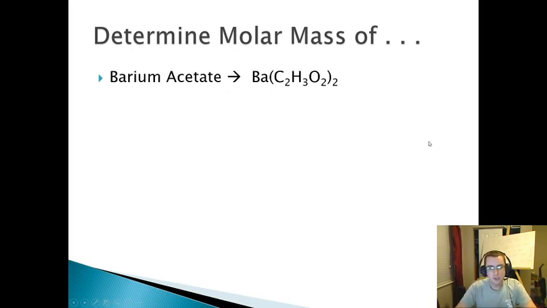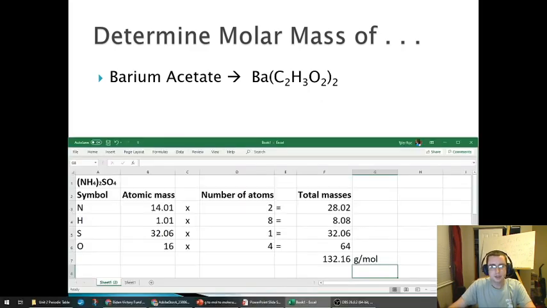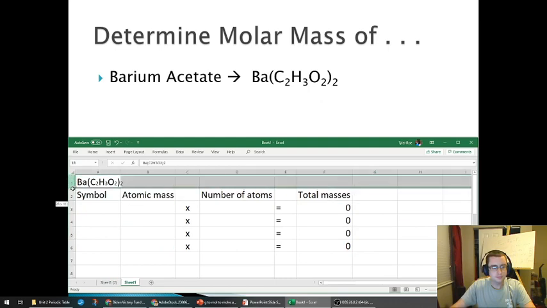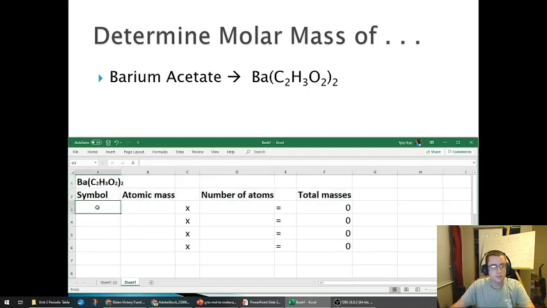All right, so go ahead and try barium acetate on your own real quick. And then I'll go through it. So if you want to go ahead and pause real quick, try it on your own. Okay, so we're going to go through the same process. We want to make sure we set up our table where we have our atomic symbol, our atomic mass, the number of atoms, then total masses, and then remember we'll add them up when everything is all said and done. So for my symbols, I have barium, I have carbon, hydrogen, and oxygen.